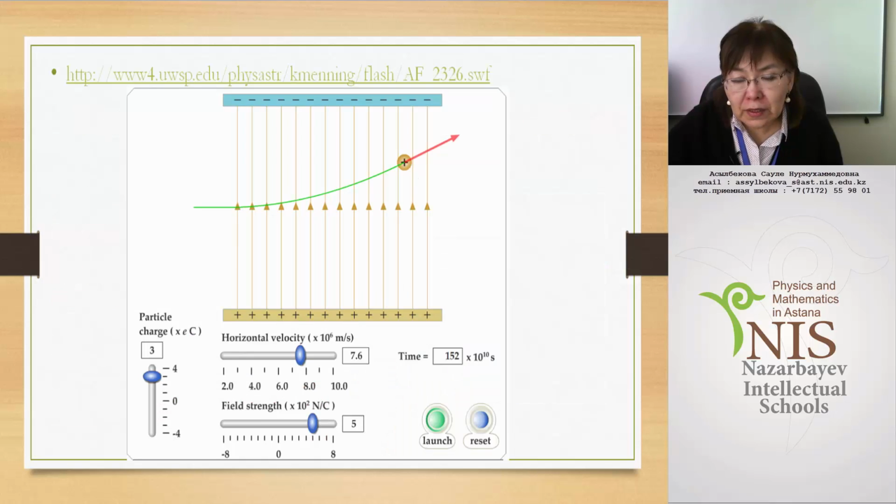So there is some simulation on the internet which lets you train yourself and observe the real deflection of the particles in the electric field. You can manipulate the velocity, you can manipulate the charge of the plates, and if you launch, you can measure time and observe the motion of the charged particles, how they deflect in the electric field.